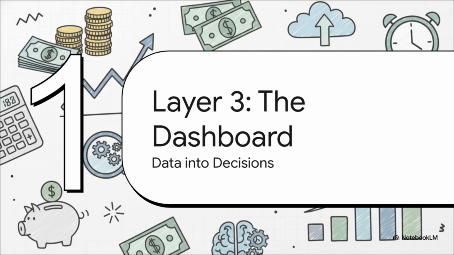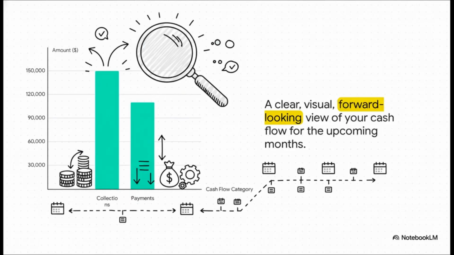And that brings us to the final layer, the output. All that complex work we just walked through, the ingesting, the structuring, the intelligence, it's all designed to boil down to one simple, incredibly powerful result. And this is it. This is the ultimate payoff. A clear, visual, forward-looking view of your cash flow. You can instantly see your expected income versus your expected payments, month by month. This lets you spot those pressure points and make big, strategic decisions with total, complete confidence.